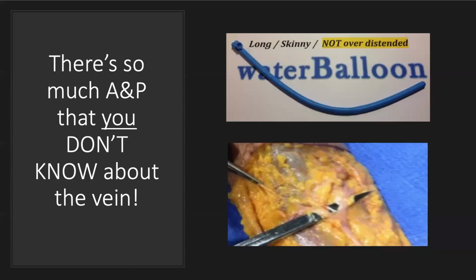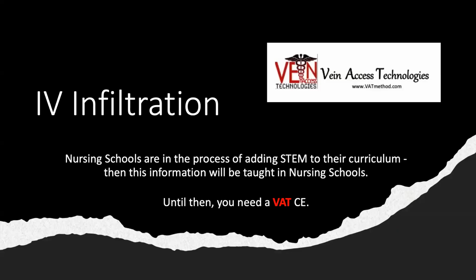There's so much anatomy and physiology that you don't know about the vein because we weren't taught it. But think of the vein as a long, skinny, not over-distended water balloon. And you can actually see a real vein here on an anatomy dissection. It's flat, it's thin walled, it's fragile. So IV infiltration is something that can be avoided.